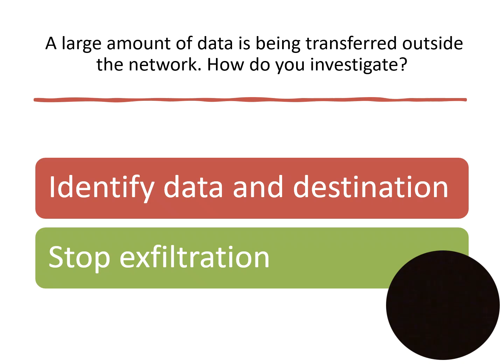Question. A large amount of data is being transferred outside the network. How do you investigate this? First, I analyze network traffic using Wireshark or any other tool available to identify the data type and destination. If I confirm exfiltration, I block this data and investigate the affected systems.